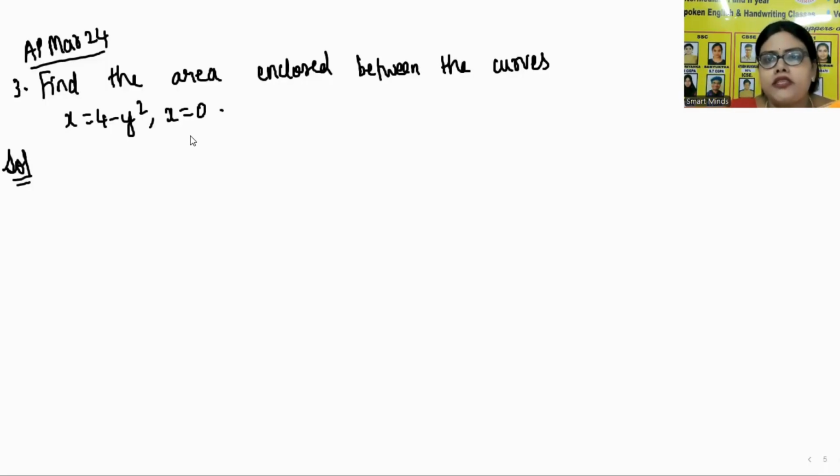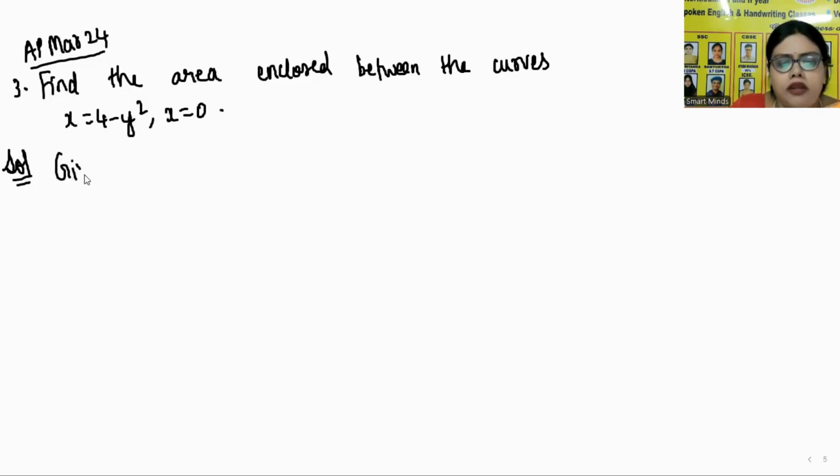Now take this next question. This question recently appeared in AP March 24 paper. So find the area enclosed between the curves x equals to 4 minus y square and x equals to 0. So what is x equals to 0? It is y axis. Okay.